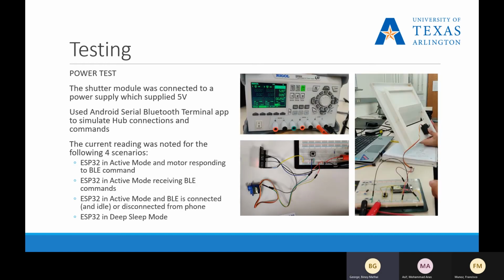The next test we did was the power test. We basically tested the current consumption of our module, and we did this for all possible scenarios that we felt the window shutter would operate in. All these current readings were recorded, as you can see here.